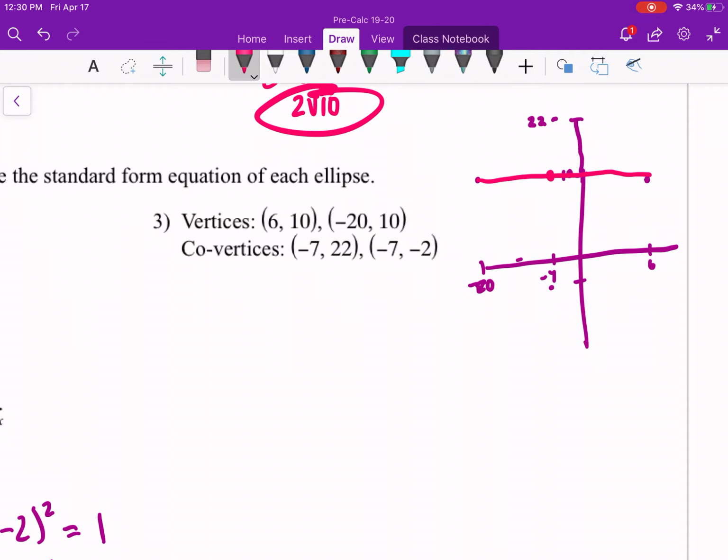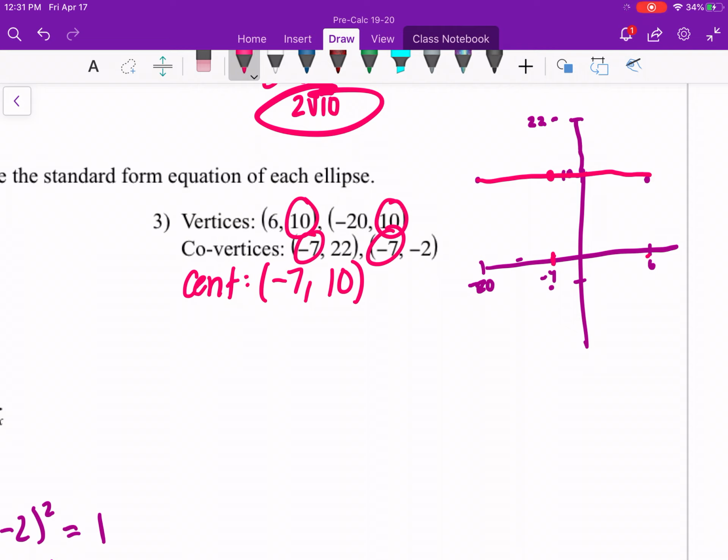The really easy way to find the center when you're given the co-vertices and the vertices is that it's the term that overlaps. So these two share a 10, so that's the y coordinate, and then these two share an x, and so that's the x coordinate. So your center is going to be -7, 10, which makes sense because -7 is halfway between 6 and 20, and 10 is halfway between 22 and -10.